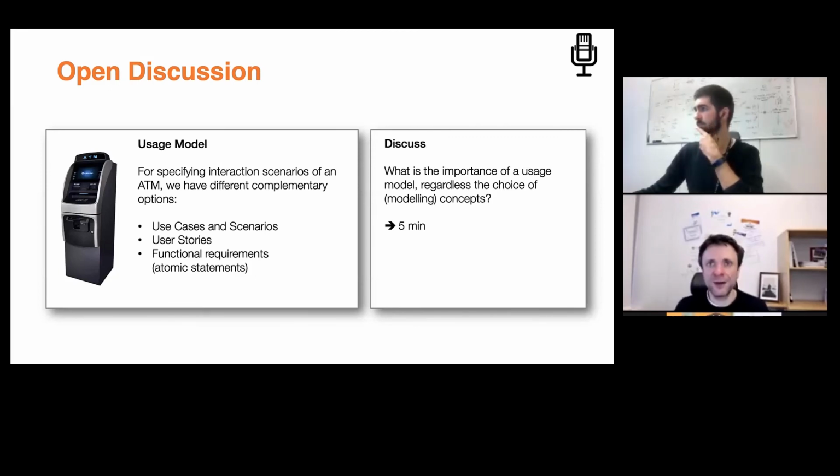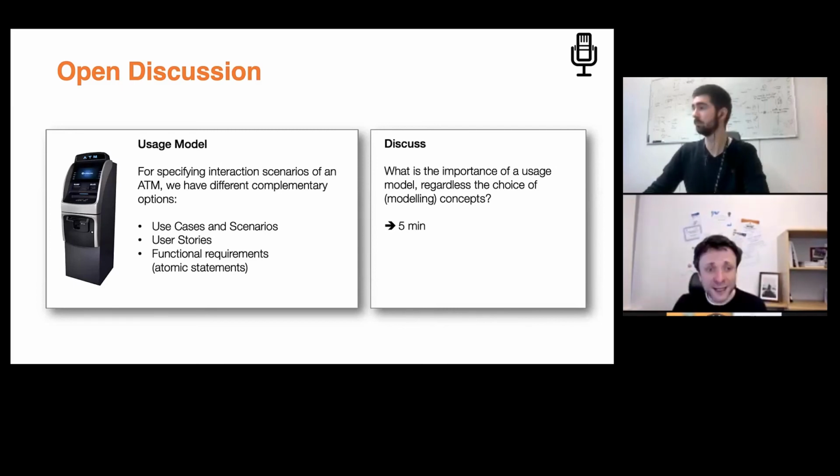I can think about, what do I need to develop from scratch, custom software? What can I maybe reuse? What can I buy? So there are multiple decisions that all, in one form or the other, rely on a clear understanding about how future end users intend to interact with my software system, the usage model.